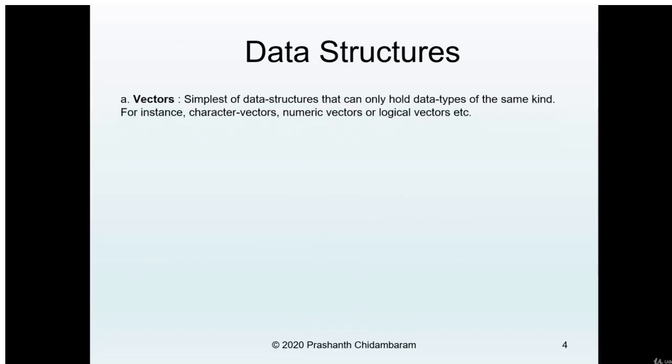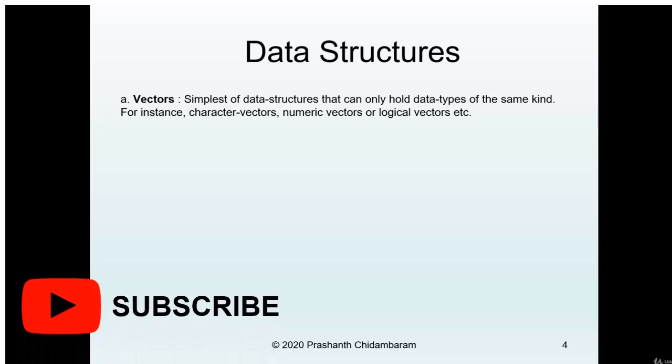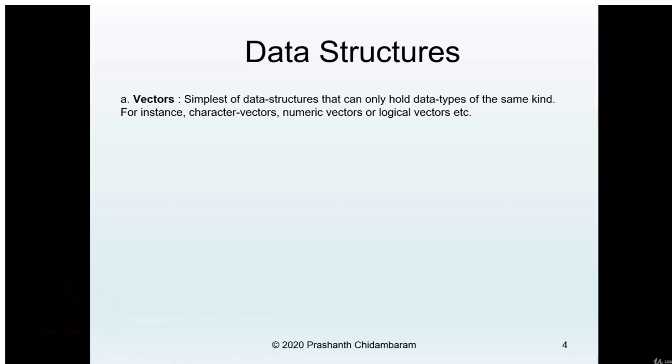Data structures. So vectors are the simplest of data structures. They can hold data of the same type. For instance, you can have character vectors, numeric vectors, logical vectors, and so on.